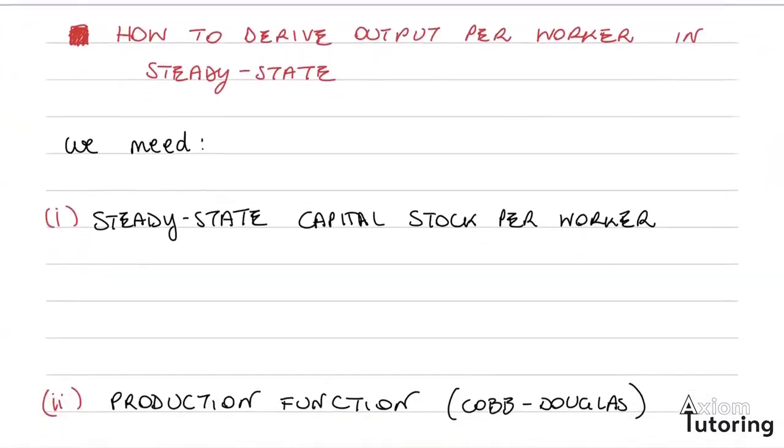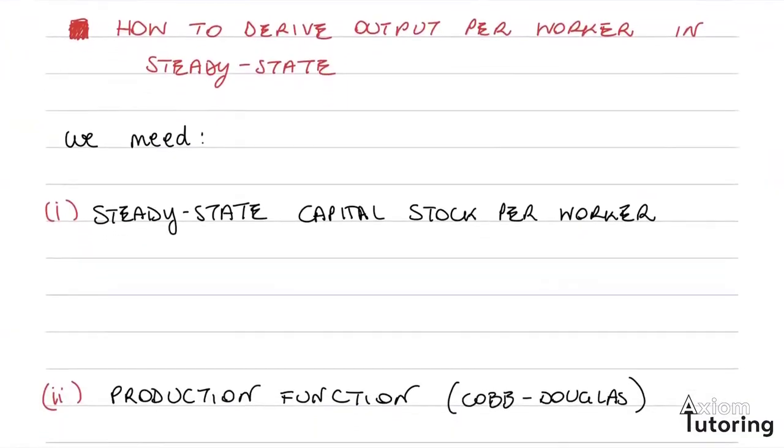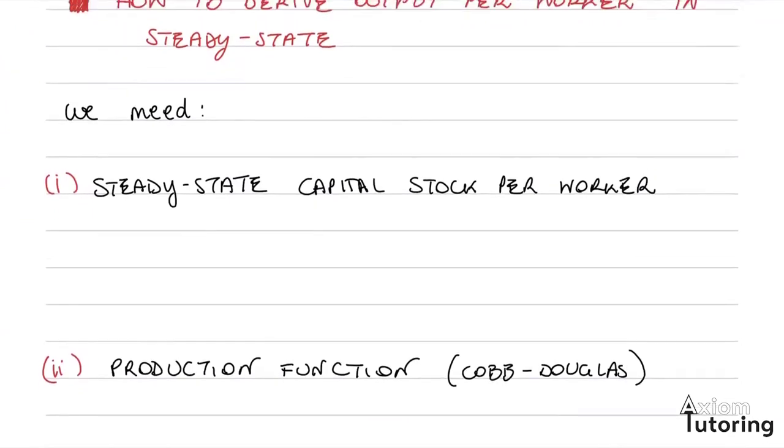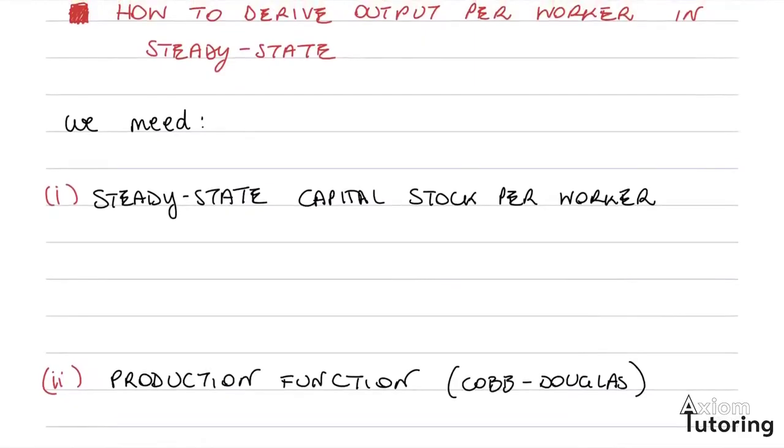So, what do we need? What is the toolkit that we need to use in order to derive this output per worker in the steady state? First thing first, we need the steady state capital stock per worker, the one that again we derived in video 18. And specifically, we found out that in the steady state, capital is equal to the savings rate over the depreciation rate, everything to the power of 1 over 1 minus the capital share.